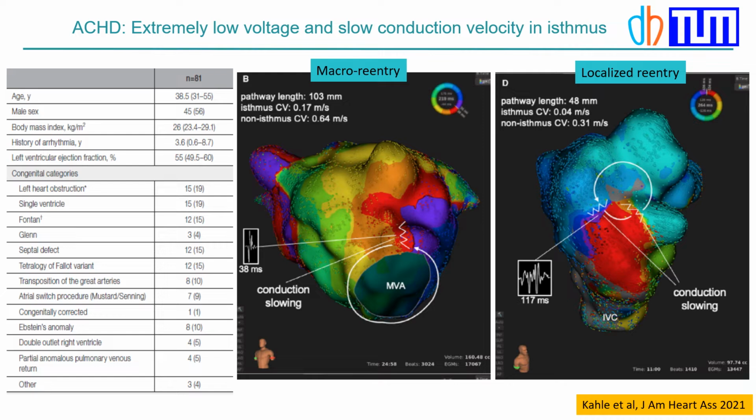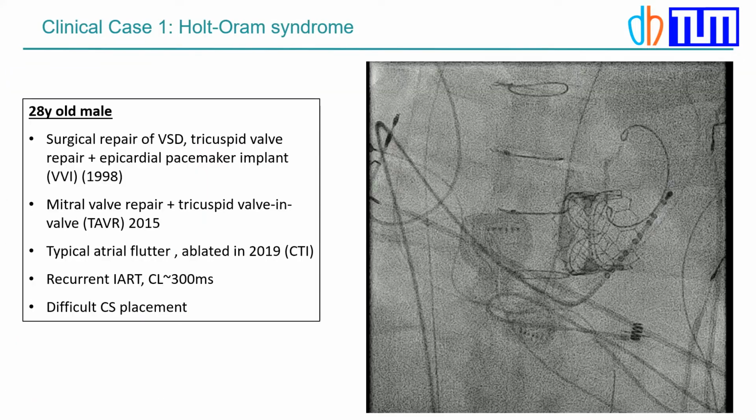And it's very important, of course, to detect this zone of extremely slow conduction, because you have to ablate this zone to eliminate this reentry, but also to eliminate the next reentry, which would be possible, for example, around the right pulmonary veins, just because this extremely slow conduction zone is here. So we have to detect these very slow and low voltage areas to then successfully ablate arrhythmias.